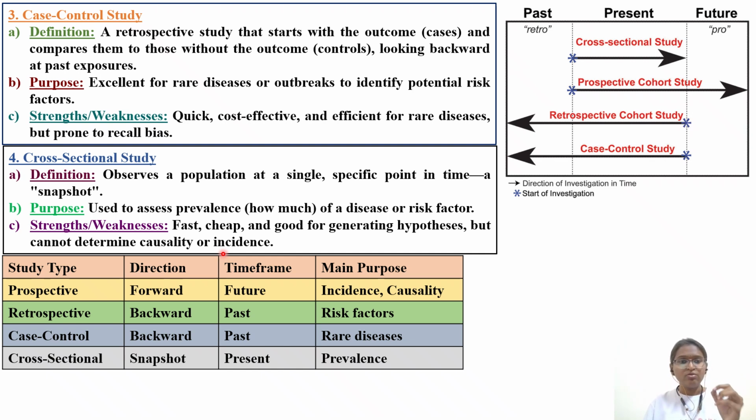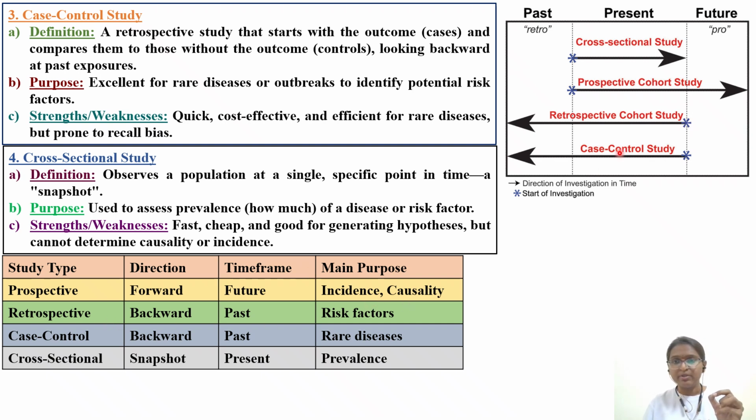Okay, now we'll see a comparison table between prospective, retrospective, case control, and cross sectional. Prospective, as I told you, is in the forward direction. Okay, start of incident investigation, and it goes up to the future. Time frame is future. Main purpose is to identify incidents as well as causality.